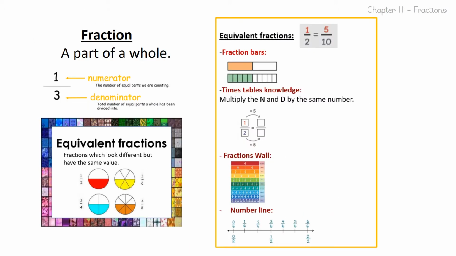We have learned that a fraction is a part of a whole. When we write a fraction, the denominator tells us the total number of equal parts it has been divided into, and the numerator the number of equal parts that we are counting. We've also learned that equivalent fractions are fractions that look different but have the same value. And we've been looking for equivalent fractions by using fraction bars, our times table knowledge, a fractions wall, or a number line.